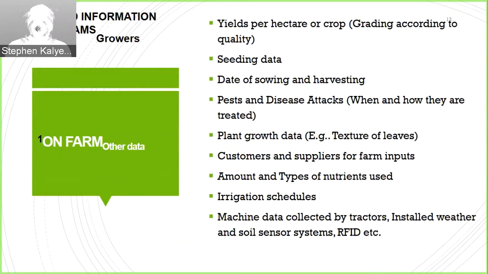The irrigation schedules. These schedules are set on the farm. Probably you have irrigation systems. The machine data: we are looking at tractors, for example. Tractors do the harvesting, and these tractors can show you how much they've collected. You have installed weather and soil sensors in your garden. You're trying to monitor the status of the soil, the moisture of the soil.